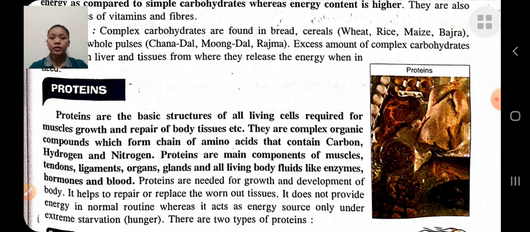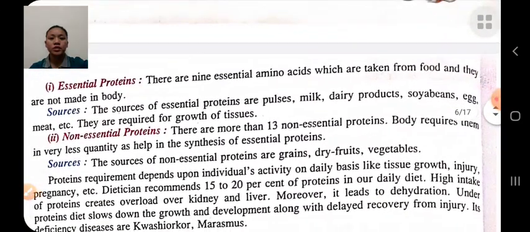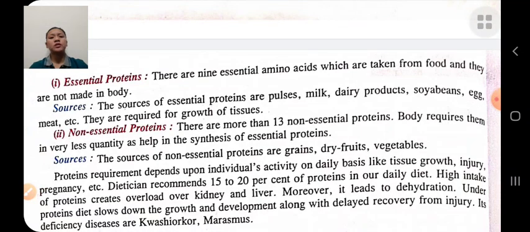One thing is that protein does not provide you energy, whereas it acts as an energy source only under extreme starvation, only under extreme hunger. There are two types of proteins: essential protein and non-essential protein. Essential proteins are those which are essential in our diet. Non-essential proteins are those which we require in less quantity.